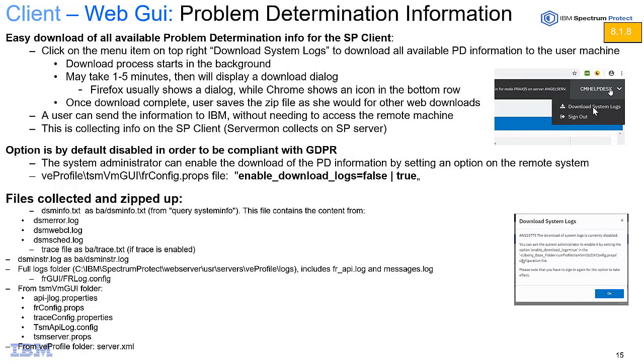Remember, this is collecting the client-side information. We have another gathering tool called ServerMon for the Spectrum Protect server. The files that we collect for the client are listed out here, so you can see all of that will be included in that zip file.